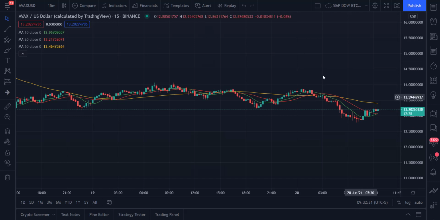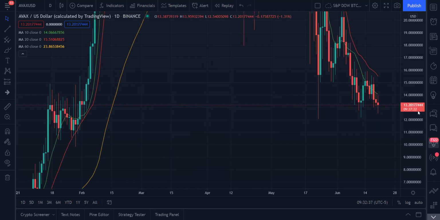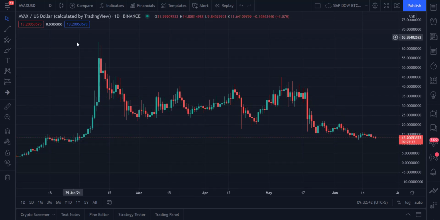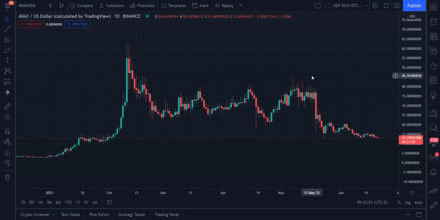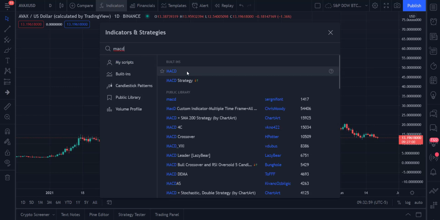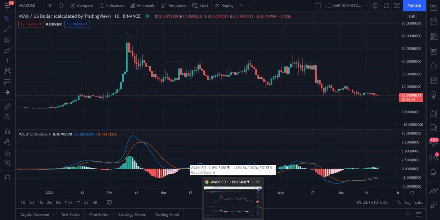All right, let's kick this back to the 1 day. We're going to take a look at some MACD action, and I like the MACD because it actually uses the exponential moving averages. The difference between a simple moving average and the exponential is that the exponential weights recent data more heavily than older data. So in theory, you're getting a more up-to-date use of averages. In the calculations of these red and blue lines, the red is the signal line and the blue is the MACD line.